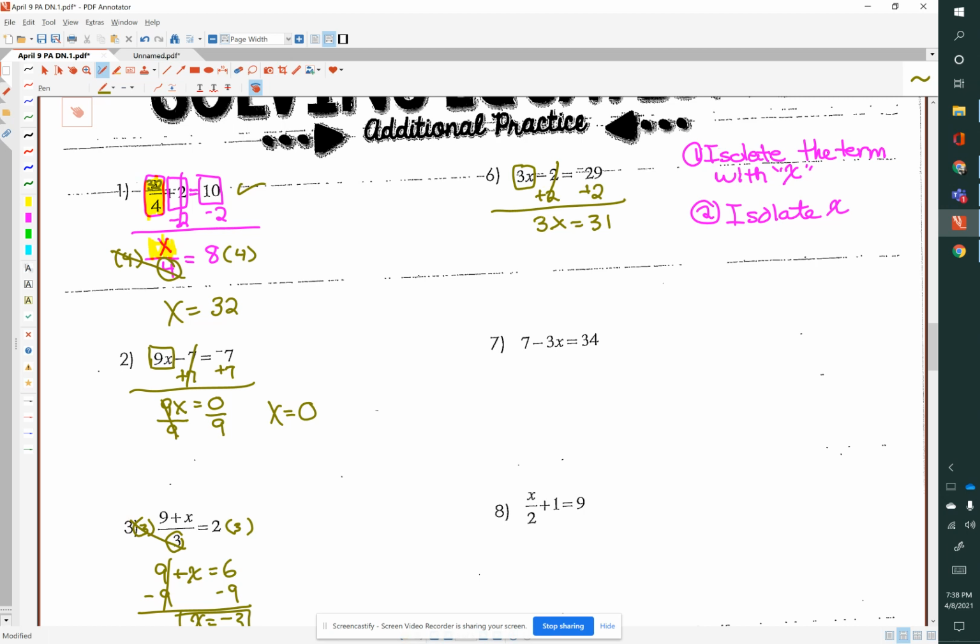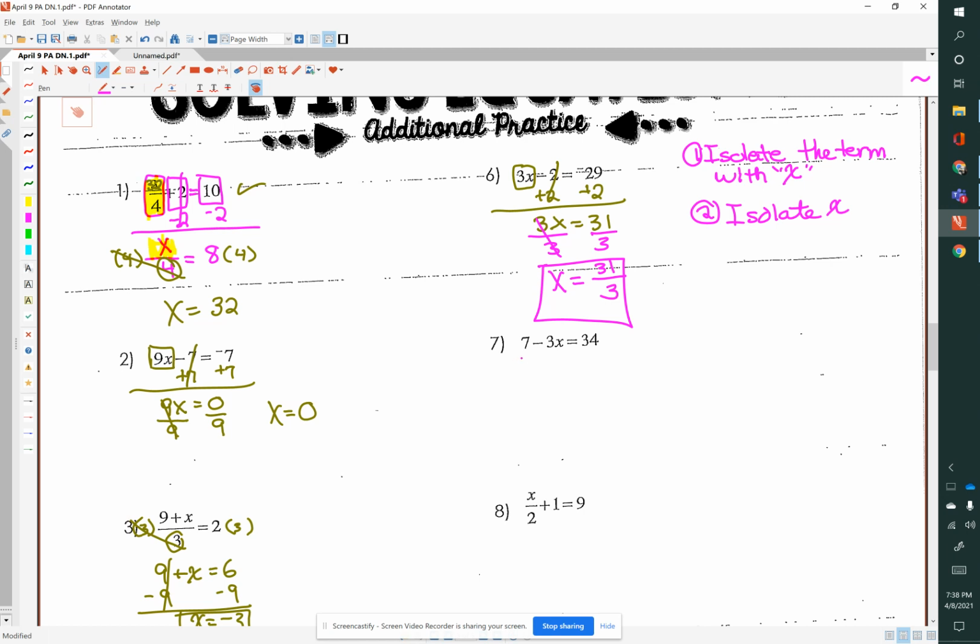And now x is being multiplied by 3. So I'm going to divide by 3 on both sides. And x equals 31 divided by 3. We could make that 10 1/3, but in algebra, we usually keep improper fractions.